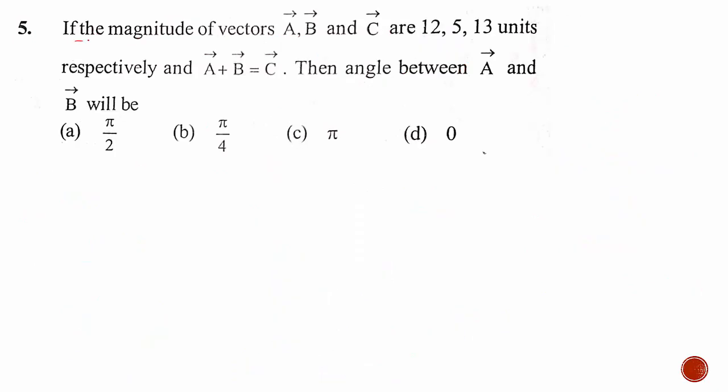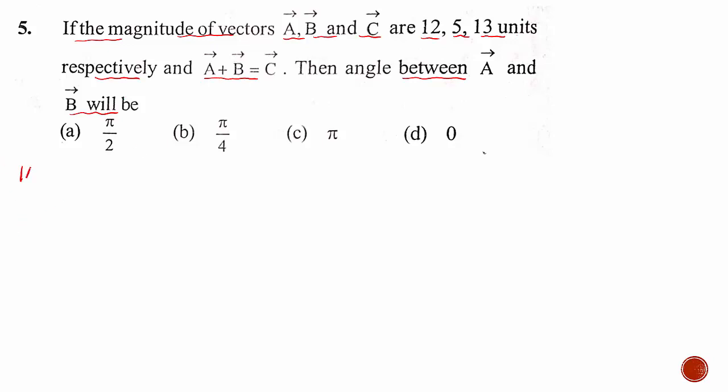Fifth question: if the magnitudes of the vectors A, B and C are 12, 5, 13 units respectively and A plus B equals C, then the angle between A and B will be? So here there are three vectors A, B and C. Their magnitudes are given as 12, 5 and 13 respectively and the condition is given, A plus B is equal to C. Now we have to find the angle between A and B.